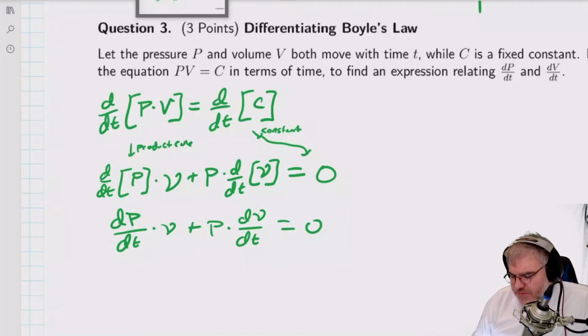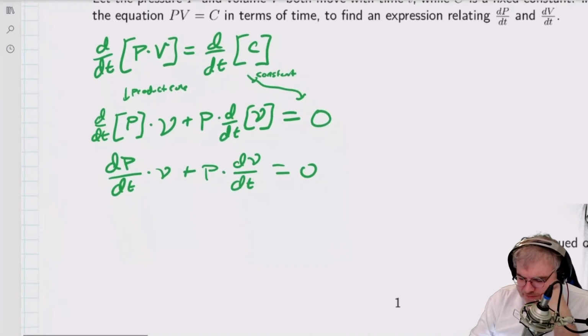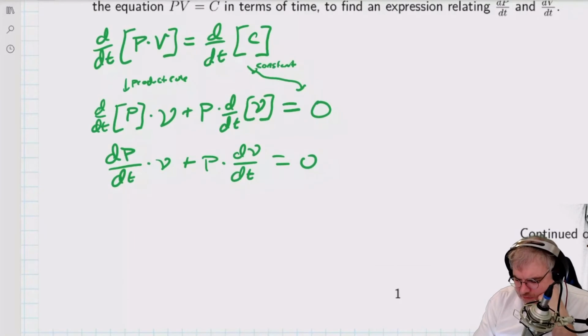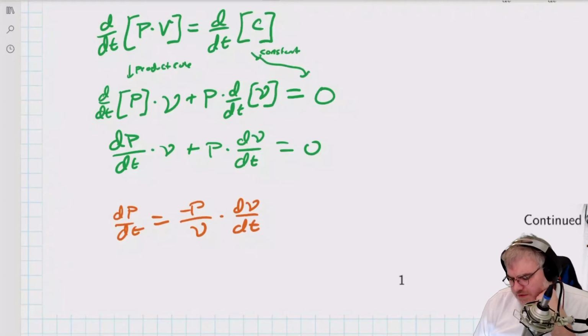Now, I can move one of them to one side, but I didn't ask you to do that. All I wanted was an expression relating them, but I could. If you do some simplification, you're going to wind up with dp over dt equaling, I move this over to the other side, divide both sides by v, negative p over v times dv over dt, if you care to do the simplification.